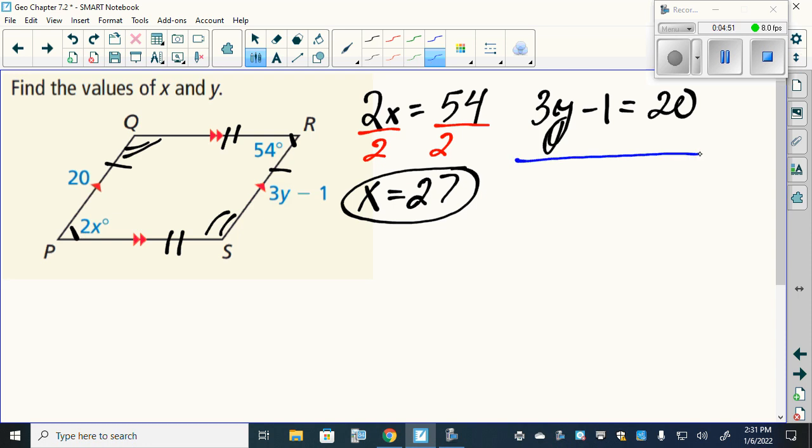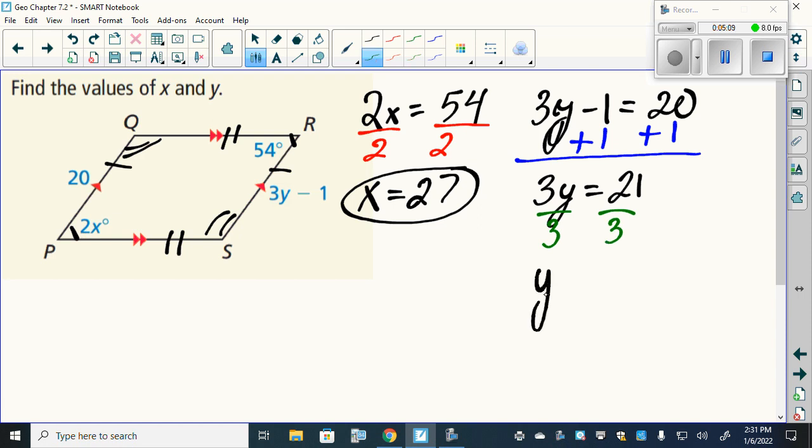Okay. Over here we would add 1 to both sides, which will tell us that 3y is equal to 21. Divide both sides by 3, and y is equal to 7. Any questions on this here?